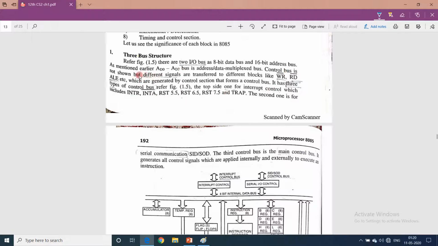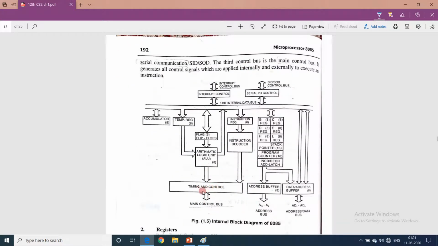The control bus is not shown, but different signals are transferred to different blocks. Through the control bus, different signals are transferred to different blocks of the 8085 microprocessor, like write, read, ALE, etc. If you remember, there we have the write pin, read pin, ALE pin. So these signals are received by the microprocessor on the write pin, read pin, ALE pin. So where are these signals coming from? They come through the control bus, which is generated by the control section that forms a control bus. The control section is the timing and control section.